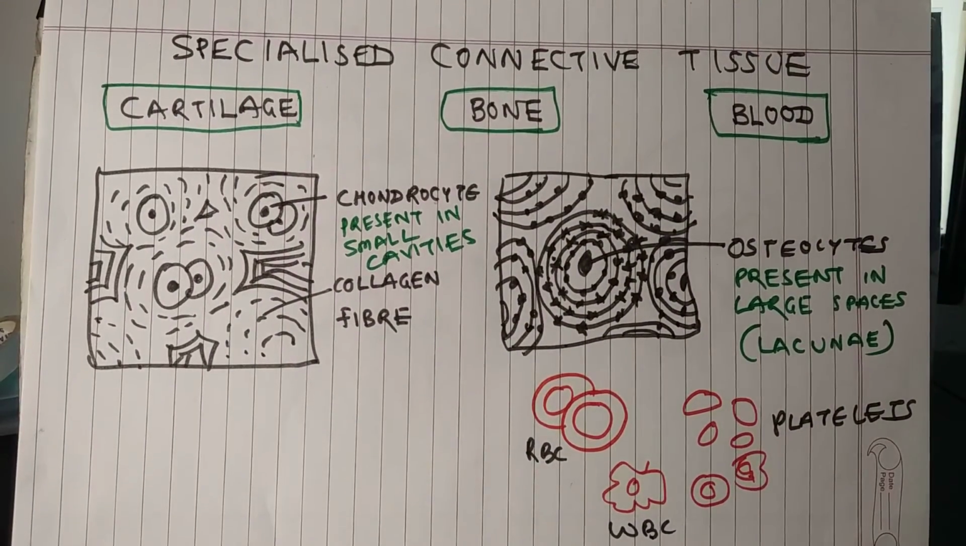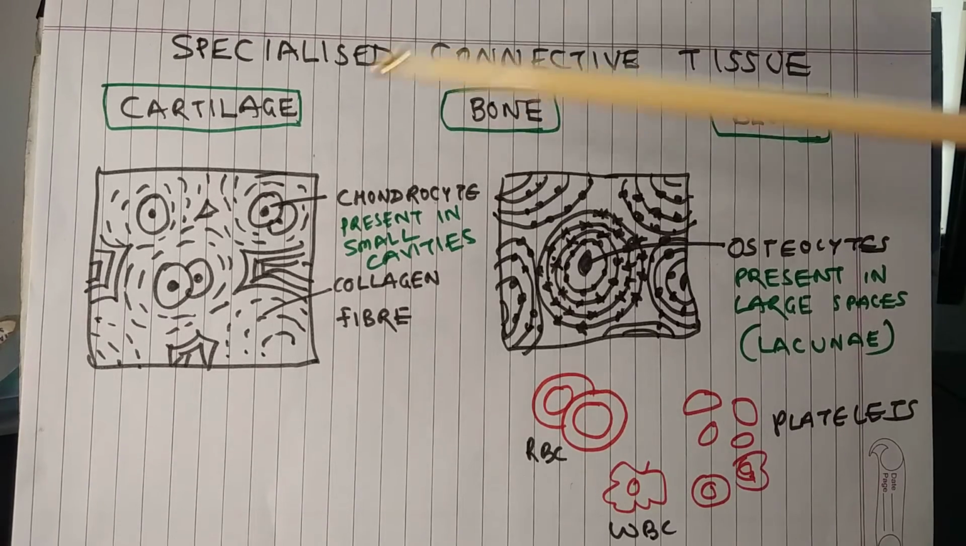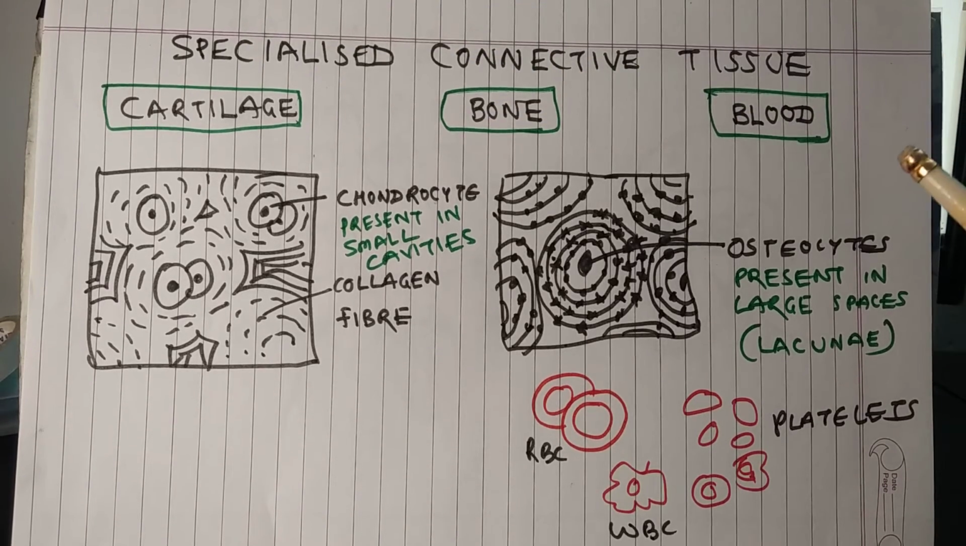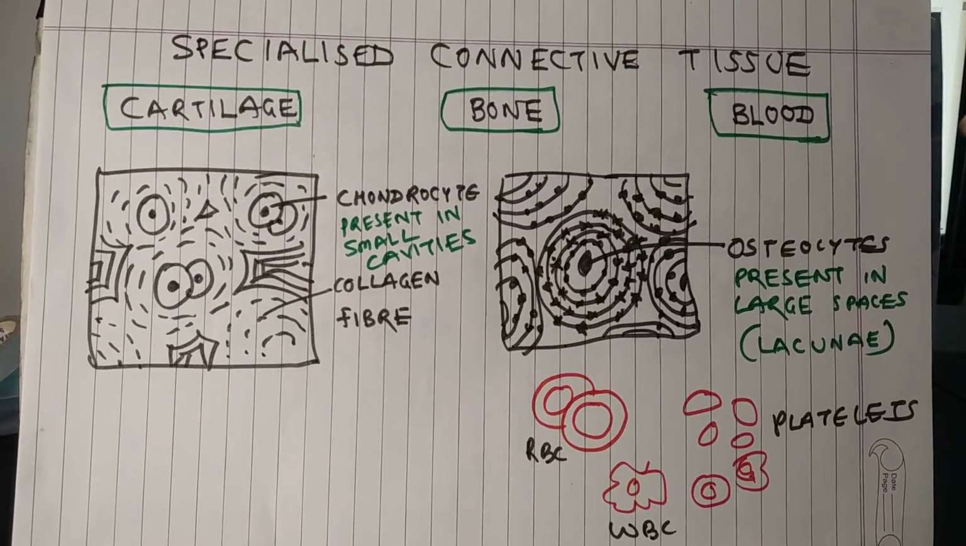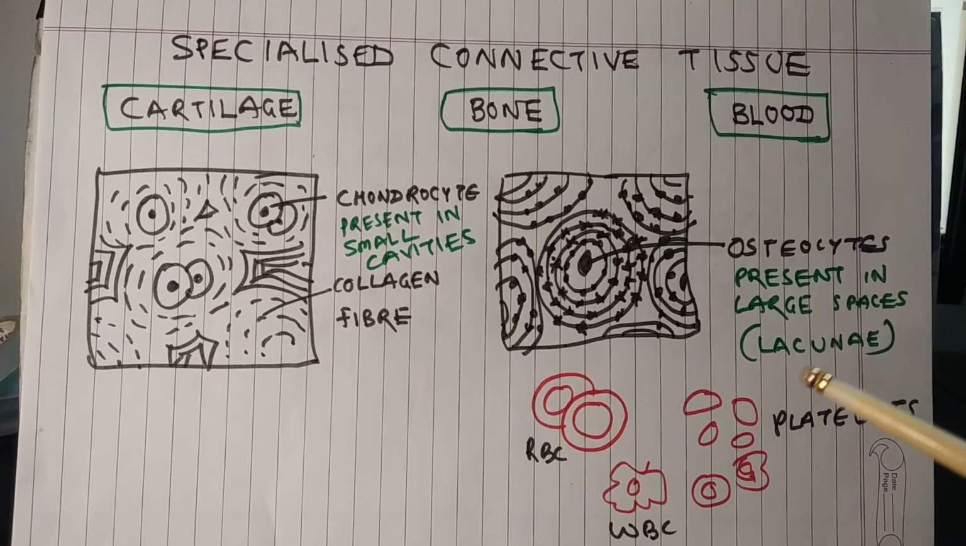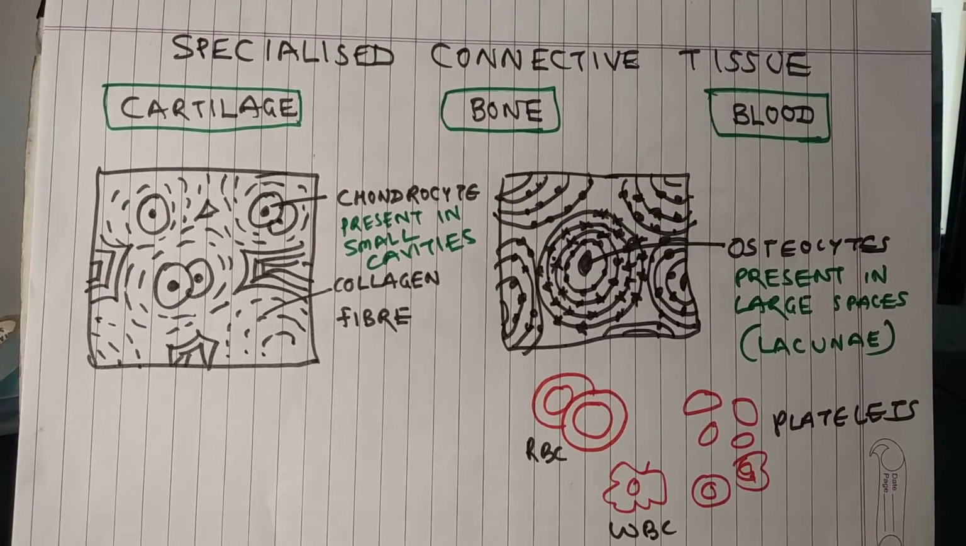Specialized connective tissue. There are three: cartilage, bone, and blood. The component cells of cartilage are called chondrocytes, and the component cells of bone are called osteocytes. Chondrocytes are present in small cavities. These are chondrocytes. Osteocytes are present in large spaces, that is lacunae. Lacunae is a plural word and lacuna is singular, and these are the collagen fibers. Moreover, calcium is present, bones are rich in calcium.